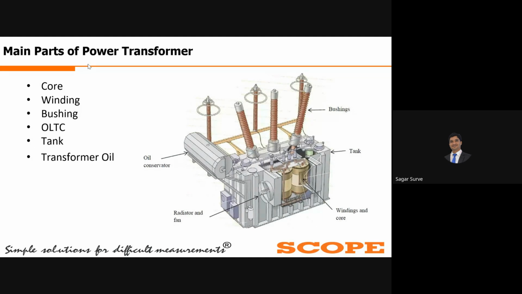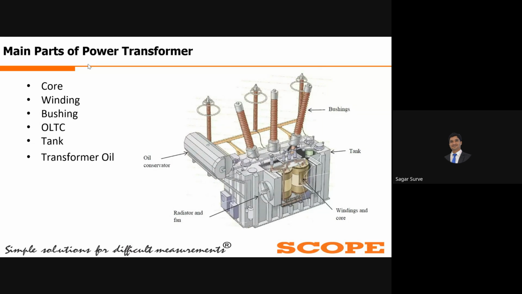OLTCs are nothing but the on-load tap changers. The tap changers can be on-load or off-load also. So basically, in the power transformers, we are using on-load tap changers. As the name indicates, we can operate the tap changers in the load condition also, meaning the transformer is in loaded condition. In that condition also, we can operate these tap changers.